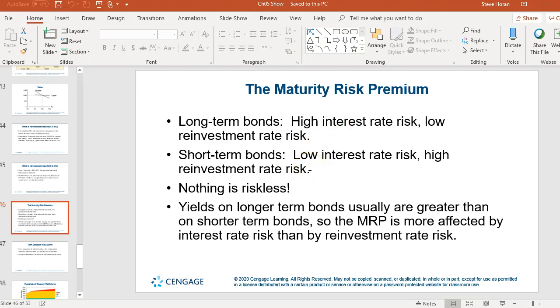So nothing is riskless. So companies that do a lot of investment in bonds, what you want is a healthy mix of short-term and long-term bonds so you get some kind of a desired return on that.